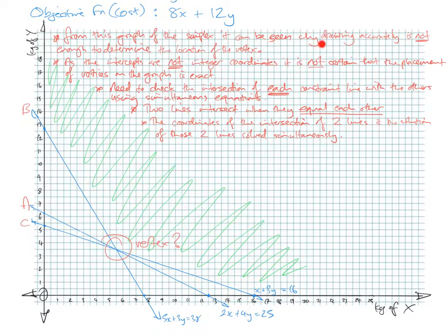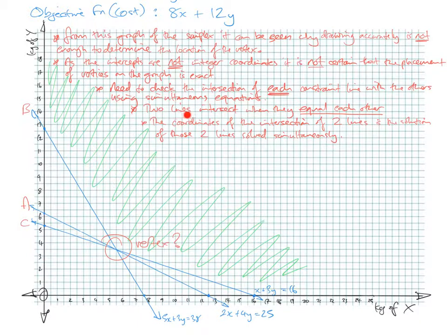From this graph of the simplex, you can see why drawing accurately is not going to be enough to determine the location of the vertex. It looks like the vertex might be pretty close to this 5.5 and 3.5 here, but it's not exactly. I can't be sure because I know for a fact that the intercepts are not exactly on grid lines. As the intercepts are not integer coordinates, it's not certain the placement of vertices in the graph is exact. Oh, these are exact because they're given in the intercepts anyway. This one is not. So I need to check the intersection of each constraint line with the others using simultaneous equations.